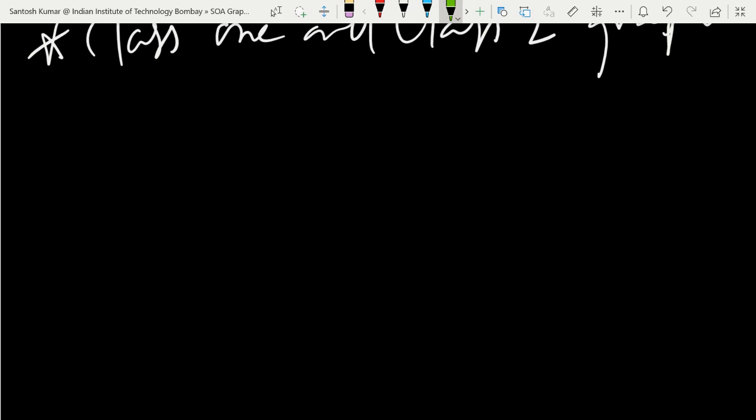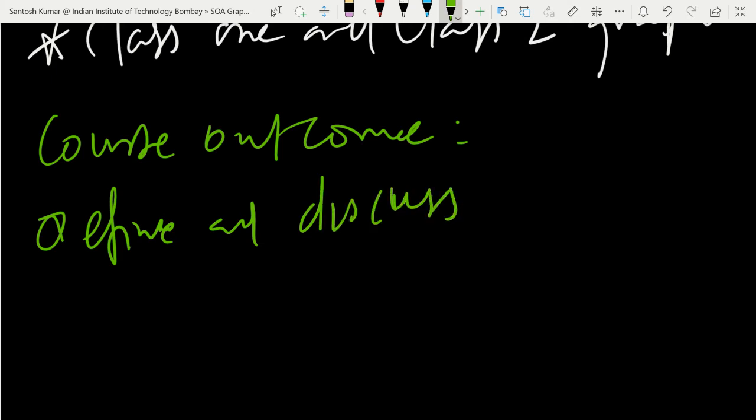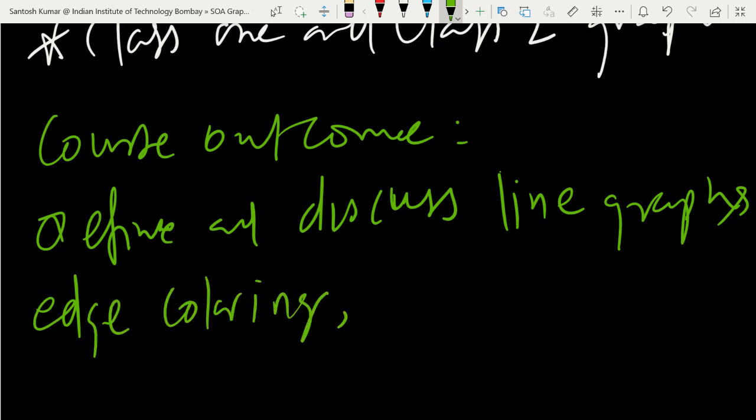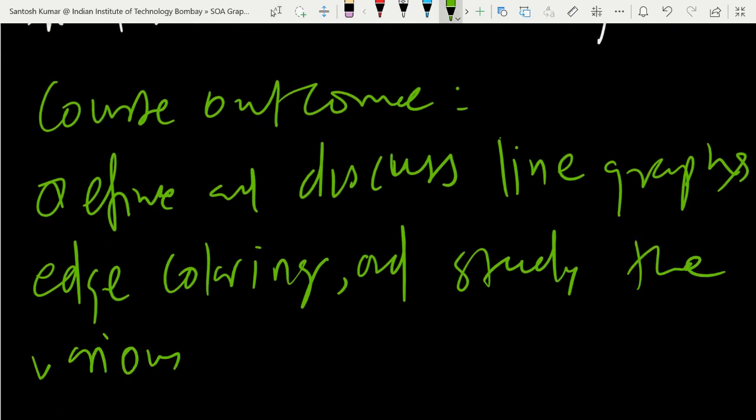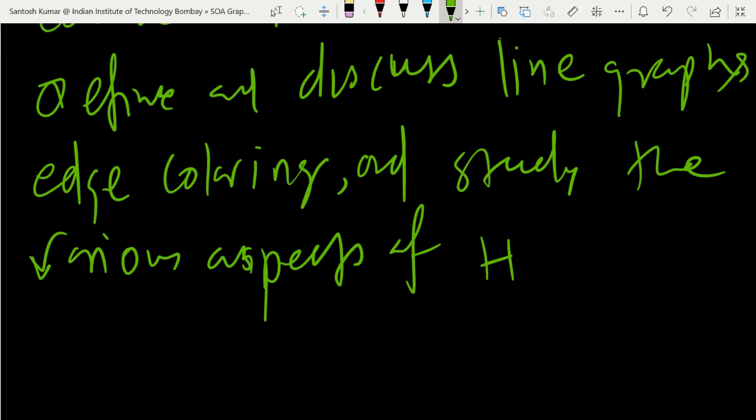The course outcome in this chapter is to define and discuss line graphs and edge coloring, and to study the various aspects of Hamiltonian cycles.